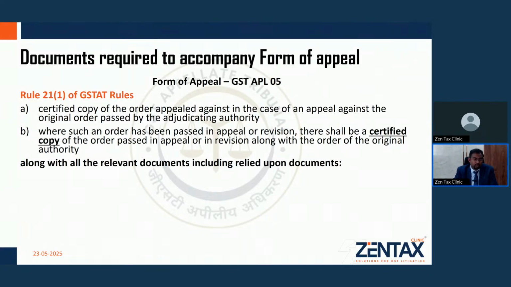So Rule 21 has up to Rule 6 sub-rules. Rule 21 sub-rule 1 says what the documents are that are to be accompanied along with the form of the appeal.